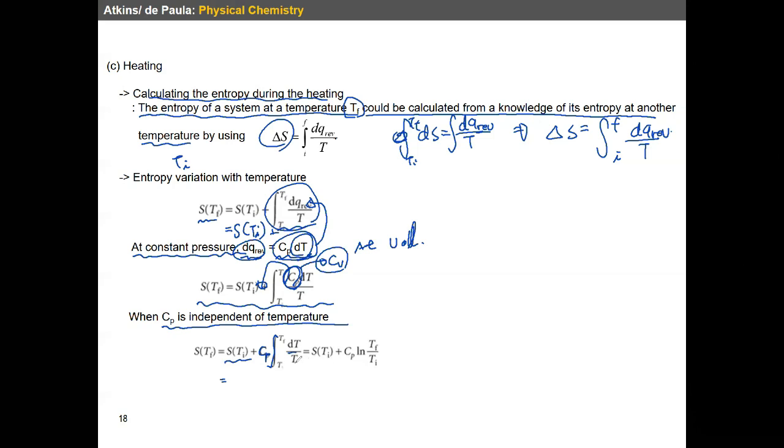Right, then this one is Cp ln Tf over Ti. So finally we have S(Tf) equals S(Ti) plus Cp ln Tf over Ti. So this is how we can calculate the entropy during heating of a system.